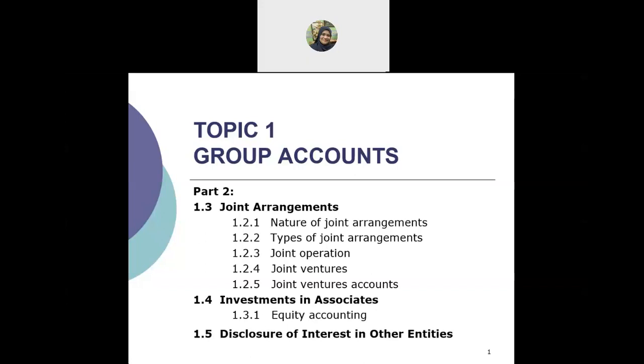Okay, going to look at the second part here. It's about the joint arrangement. Previously, in part 1, you learned about subsidiary.